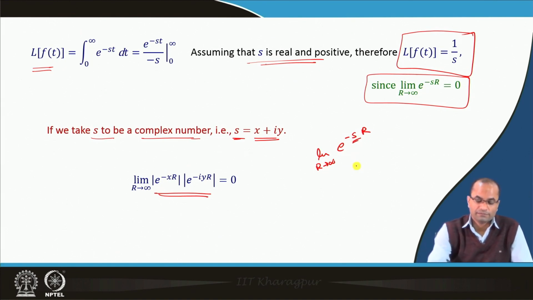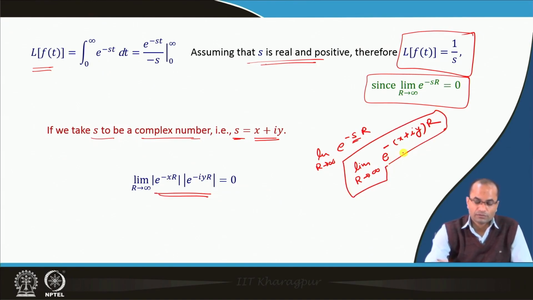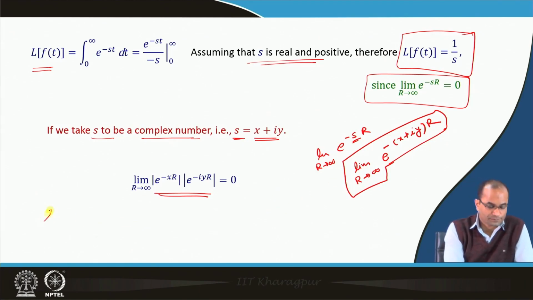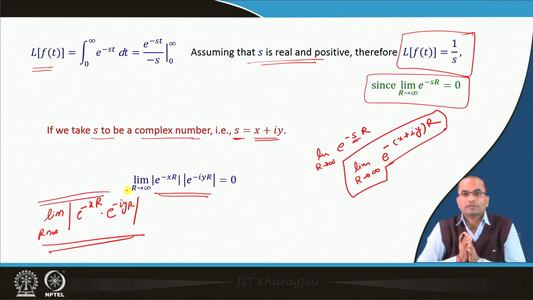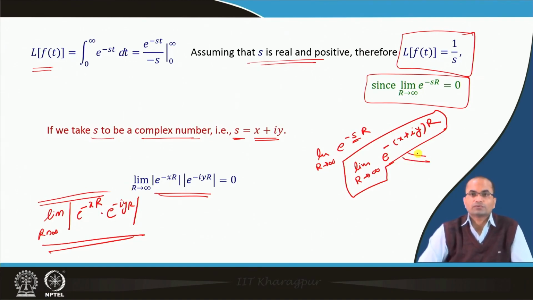So, if we take this not only just real and positive, if we take here e power minus s, where s is the complex number x plus i y, then we are interested in what will happen to this limit. So instead of this, we are now considering the limit r to infinity of the absolute value of e power minus x r term, and then we have the minus i y r term. So we are taking a look at the absolute value of this number, and if this absolute value goes to 0, then naturally this will also go to 0.